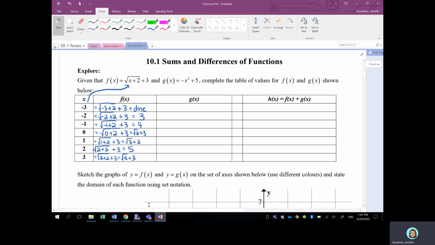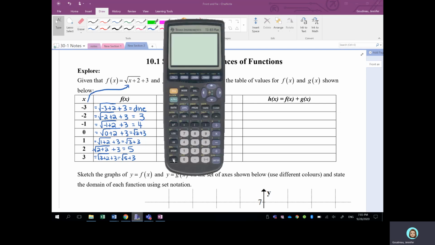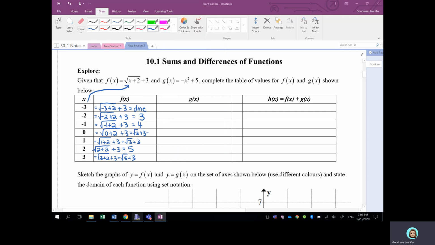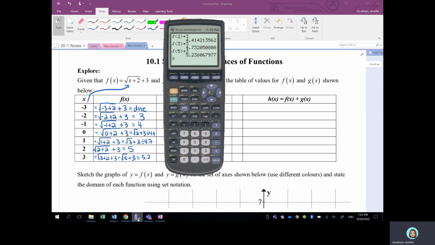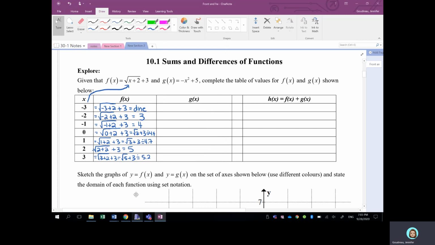And let's go ahead right now and get the decimal approximations for those three. We have them right here. So root 2 plus 3 is about 4.4. Root 3 plus 3 is about 4.7. And root 5 plus 3 is about 5.2. So I'm going to put those decimal approximations here: approximately 4.4, approximately 4.7, and approximately 5.2. Just double check that I put those right. Yeah.